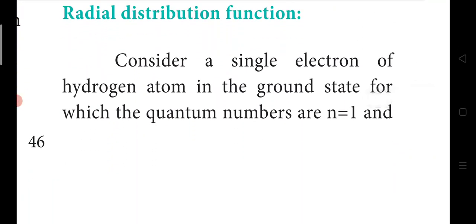So first we have the radial distribution function. Consider a single electron of a hydrogen atom in a ground state.